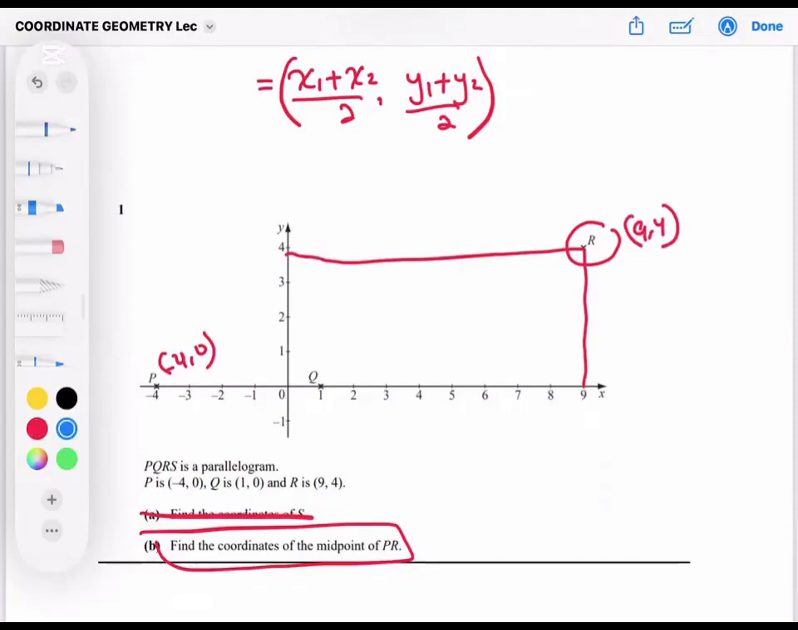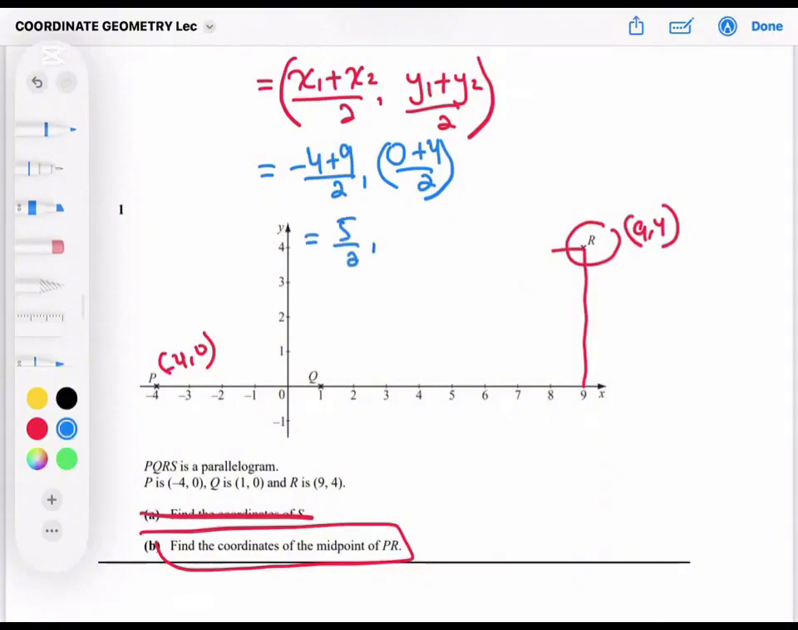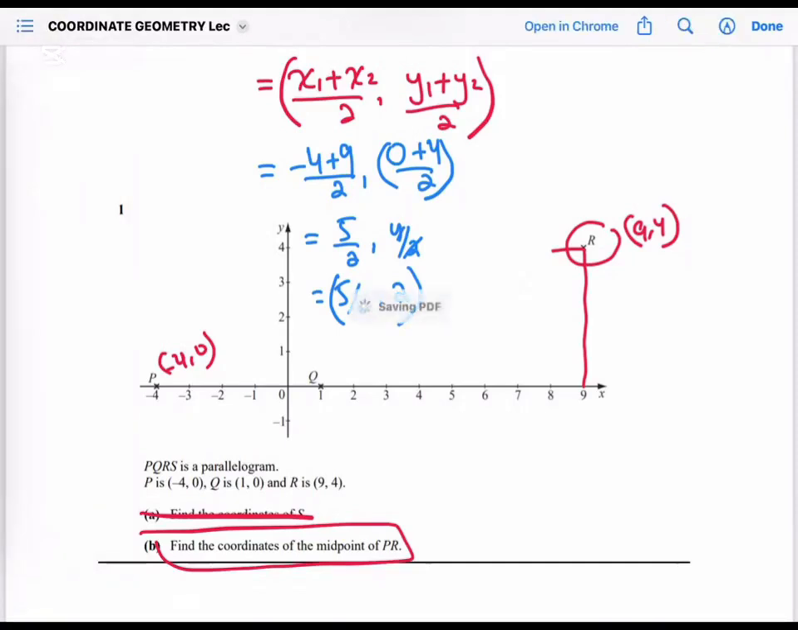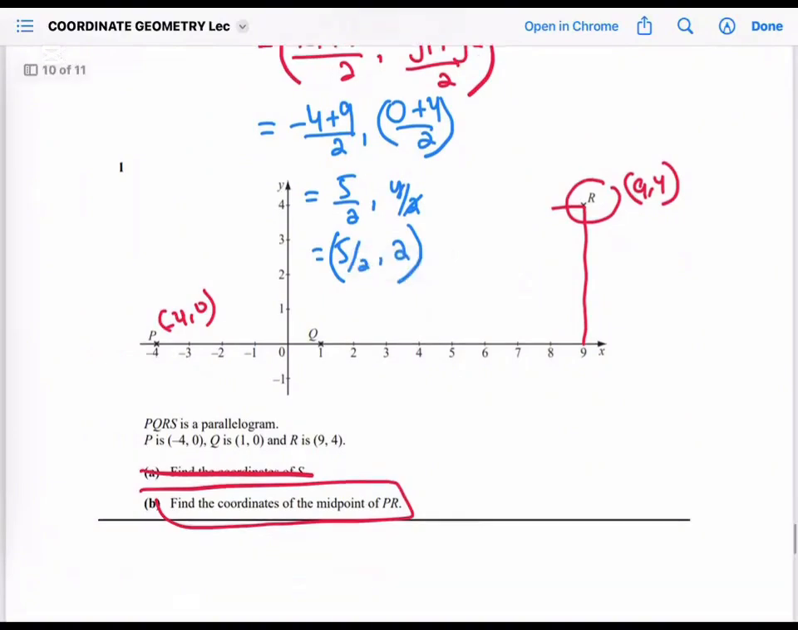Now we have to find the midpoint. We have the formula of midpoint written on the top. So x1 is -4 and x2 is 9. So -4 plus 9. Now y1 plus y2 is 0 plus 4, divided by 2. So now this will become 5 over 2, comma 4 over 2. We can cancel out, cancellation is possible. So the midpoint is 5 over 2, comma 2, or you can write 2.5, comma 2. Both are correct answers. Any confusion in this part? No. Very good.